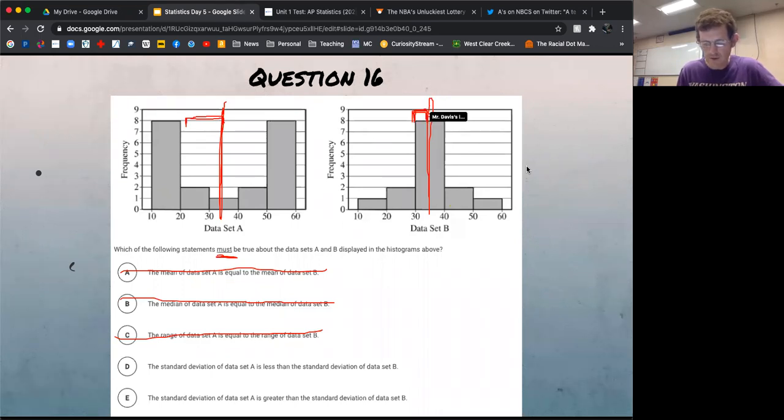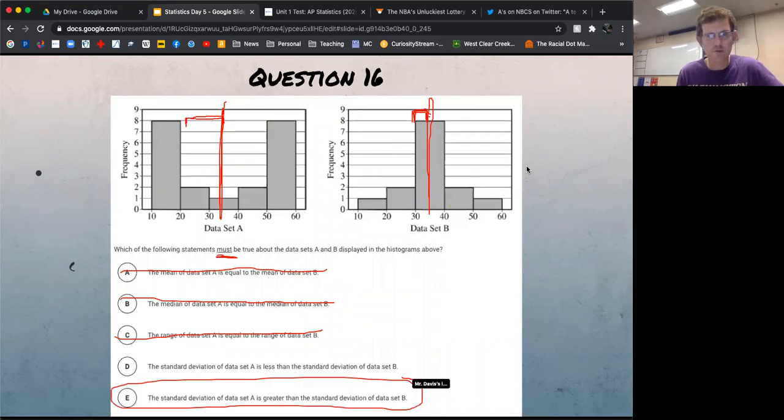So what is absolutely true is that the standard deviation of set A has to be bigger than the standard deviation of set B. So your answer here is E. That absolutely has to be true.